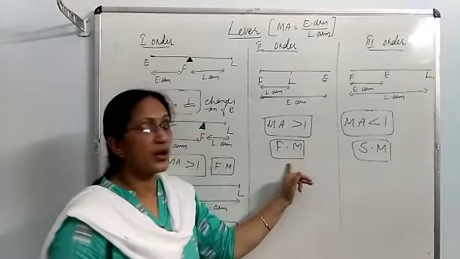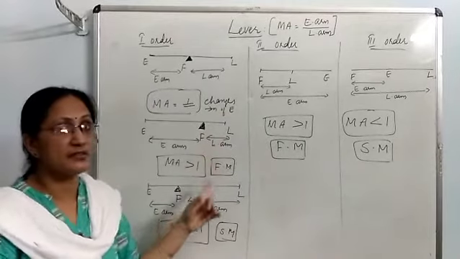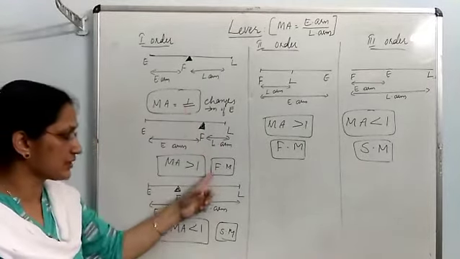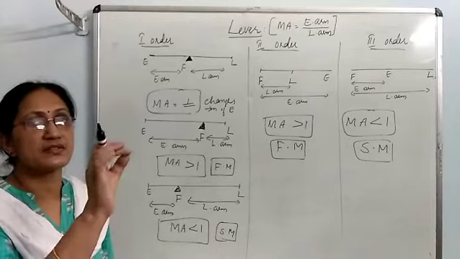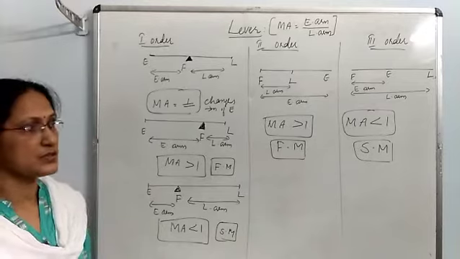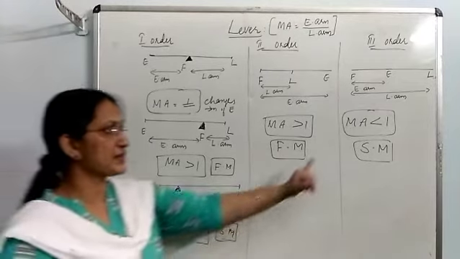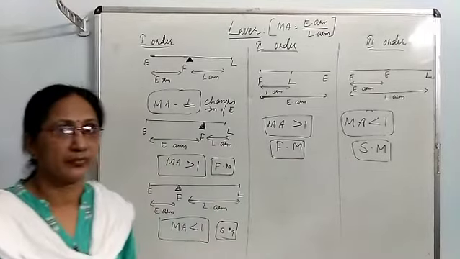Second order levers are always force multipliers, but first order levers can have all the three functions. What you have to do is change the position of the fulcrum. So if the question comes, which levers are always speed multipliers? Answer is third order lever. Okay.